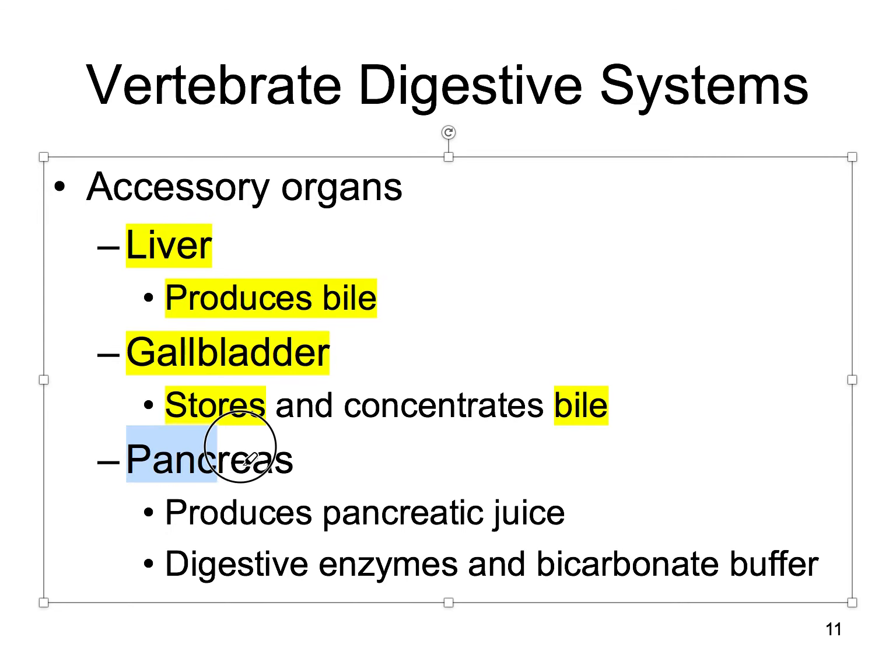Then we have our pancreas, which serves a number of functions, both endocrine and digestive. In the digestive system, the pancreas produces juice. It produces pancreatic juice. And inside of this juice are digestive enzymes and bicarbonate buffer, which help deal with the pH of the stomach.